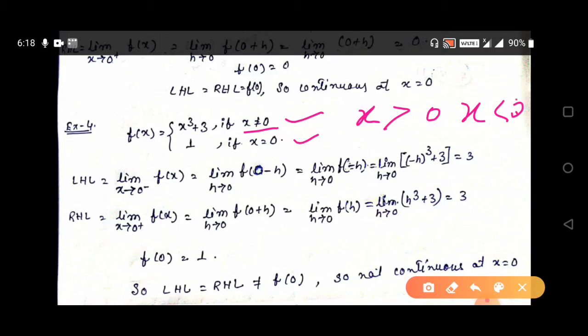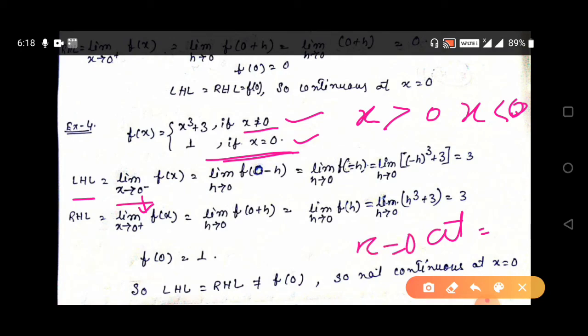Whenever x is equal to 0, then the value of f(x) is 1. So in the same way that we have done in example 3, we have to first do the left hand limit. Here we have to write limit x tends to 0 negative. Here we are considering 0 negative because we have to find the discontinuity at x equal to 0.